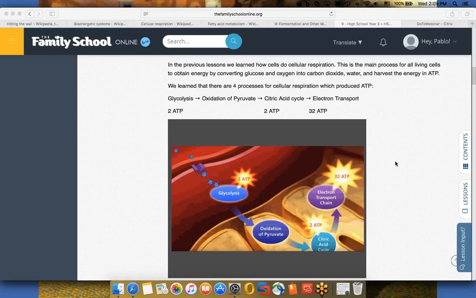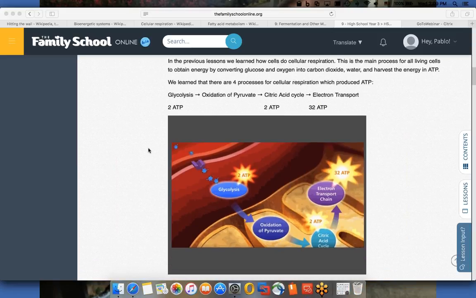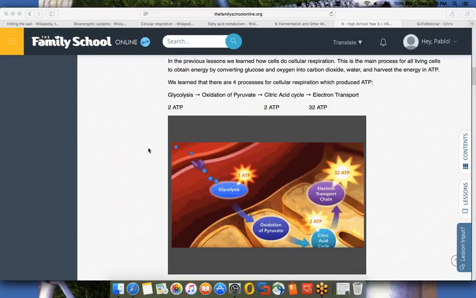Last lesson we learned about cellular respiration and how they turn it into ATP. ATP has 3 phosphates, but then when it goes to a cell, it gives one of the phosphates to the cell, which energizes it, and then it goes back and recharges itself in the mitochondria.